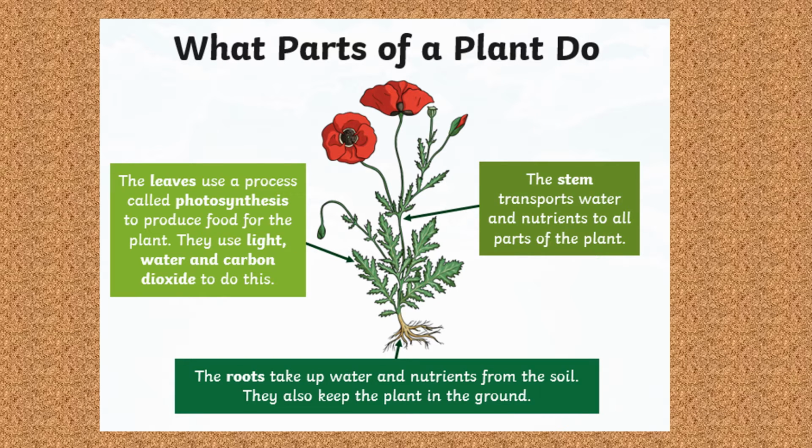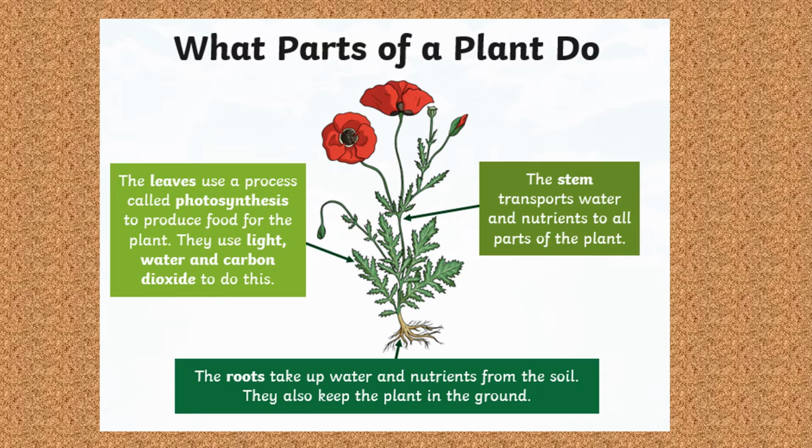What do the parts of a plant do? So we've got the stem. It transports the water and nutrients to all the parts of the plant. It also holds the plant up with the flower on top of it. From the root system, the roots take up water and nutrients from the soil. They also keep the plant in the ground.